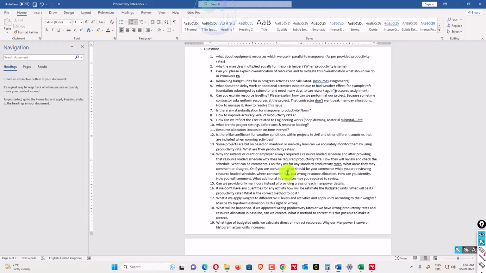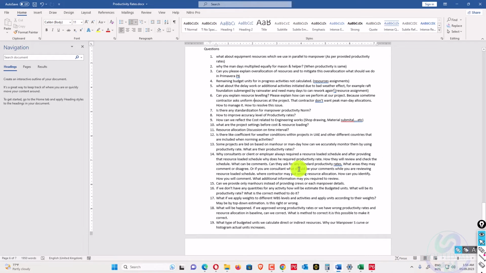So why does the client require a resource loaded schedule? Nowadays the practice is that they consider scheduling very easy, and after assigning the critical path, they want to know how much manpower they will deploy after committing to a baseline, like after committing to the finish date of the project, how much manpower is required. So they require a resource allocation, and after that resource allocation, they require productivity rates.